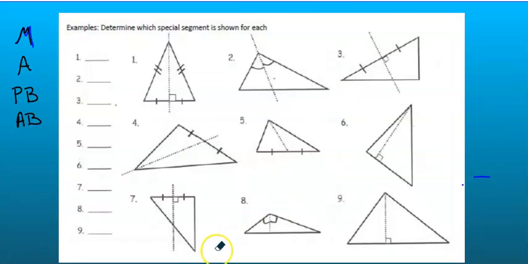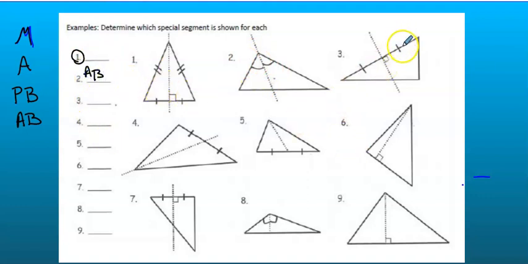So in the next section, it asks us to determine which special segment is shown for each. I'm going to skip number 1 and come back to it. So I've marked over here median, altitude, perpendicular bisector, angle bisector. Let's look at number 2. Number 2, it looks like they've marked the 2 angles. So this is an angle bisector. So we'll just put A, B for that.